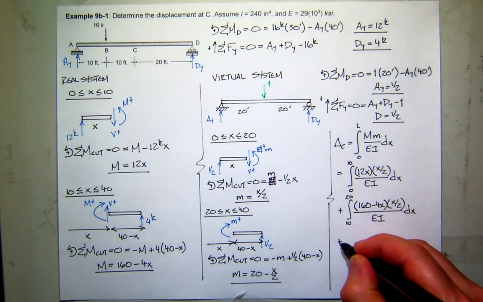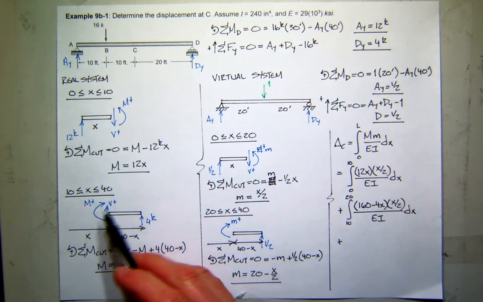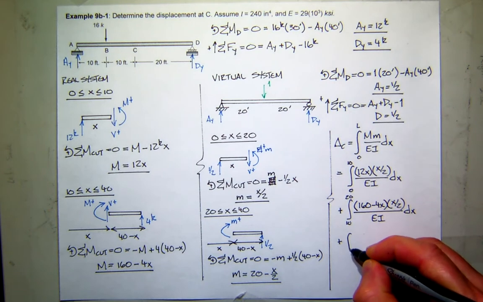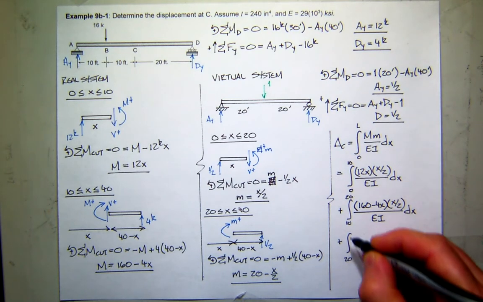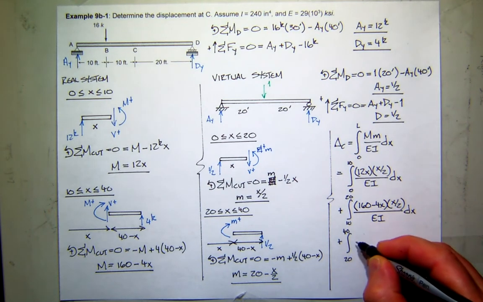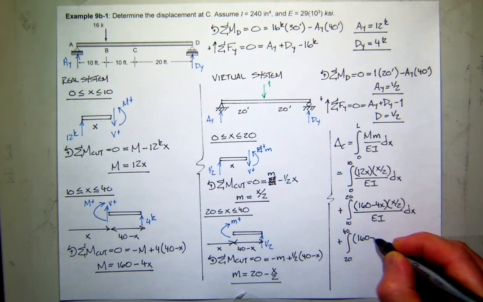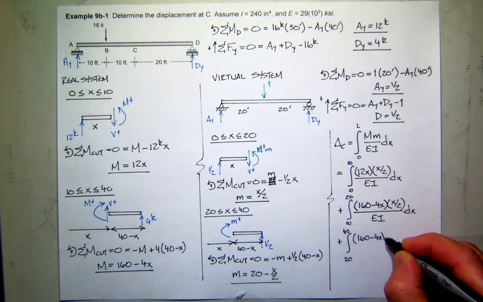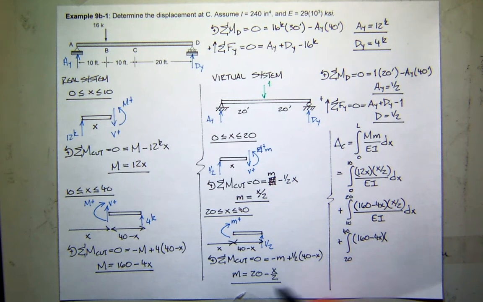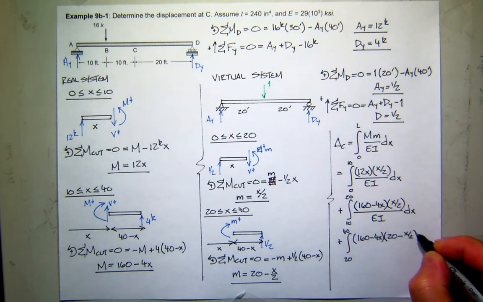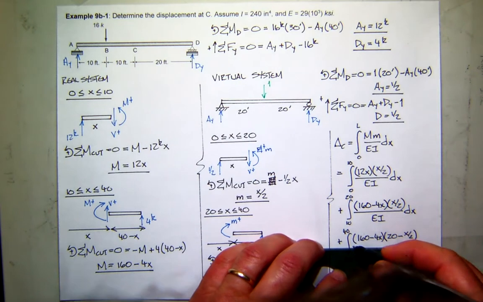Now what's next? Well, I got to go from 20 to 40. Well, this is good from 20 to 40. Oh, and this one's good from 20 to 40. So I can match those. So the next integral will go from 20 to 40. In that case, the real moment is 160 minus 4x. And the virtual moment is 20 minus x over 2, divided by EI.